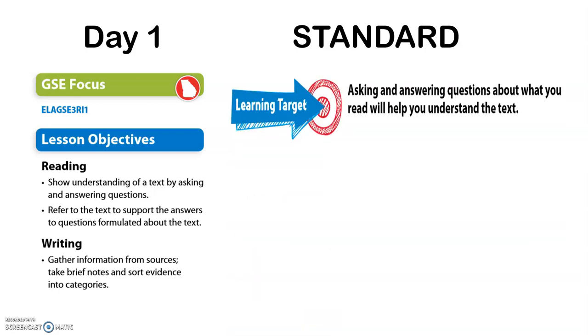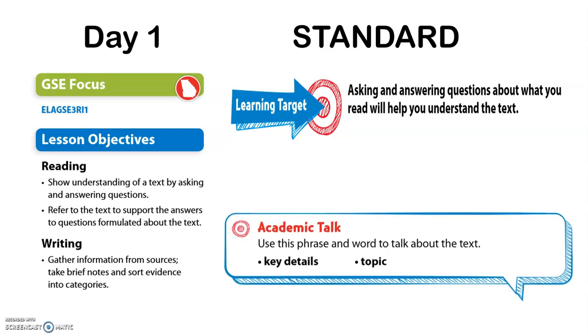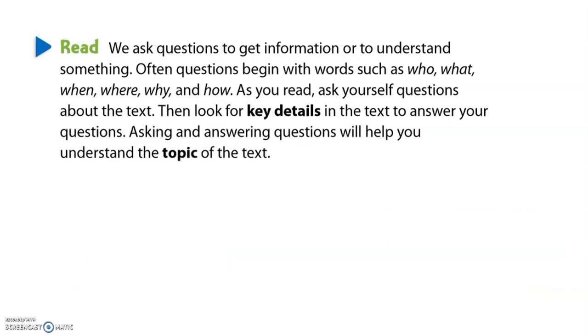Our learning target for today states, asking and answering questions about what you read will help you understand the text. Our academic talk words are key details, topic. We ask questions to get information or to understand something. Often, questions begin with words such as who, what, when, where, why, and how.